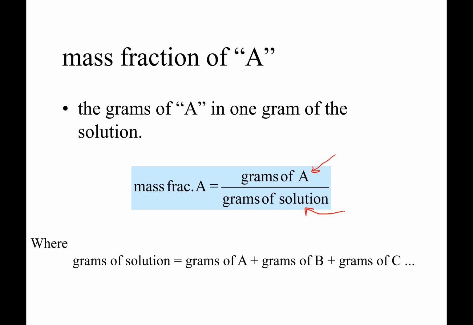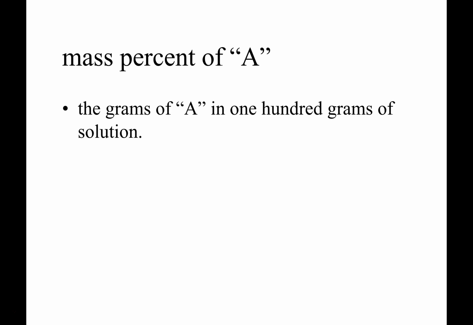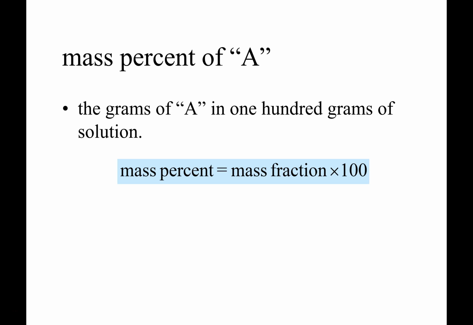So when we work problems, we're going to have to visualize the component and then visualize the thing the component's in. The thing the component's in goes in the denominator. We can take mass fraction and get it to mass percent simply by multiplying by 100, because mass fraction is parts per one, and mass percent is parts per 100. So you just multiply by 100.